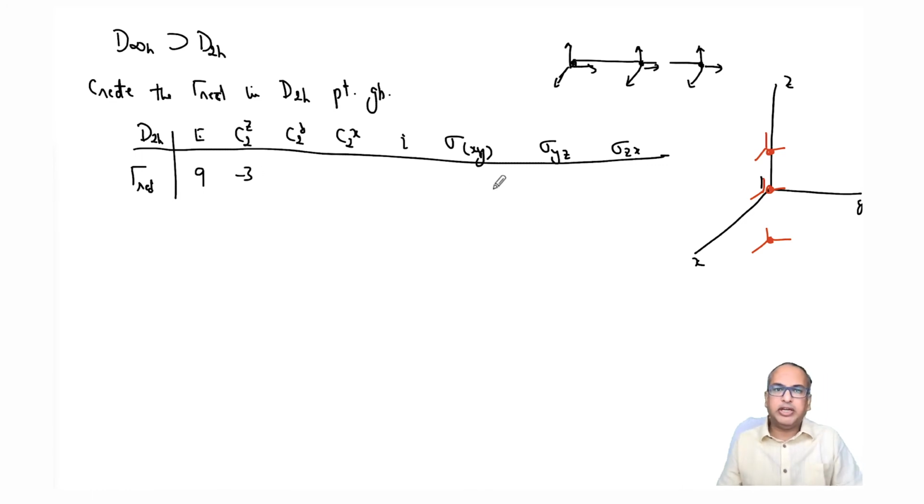Now for C2y, if you consider, C2y is going through this, these two atoms are replacing each other, so they will not contribute anything, whereas the y will contribute +1, x will contribute -1, z will contribute -1, so you will have -1. Similarly here -1, I will contribute -3. Similarly sigma xy, if you consider, you will have +1, sigma xz will be +3 and +3.